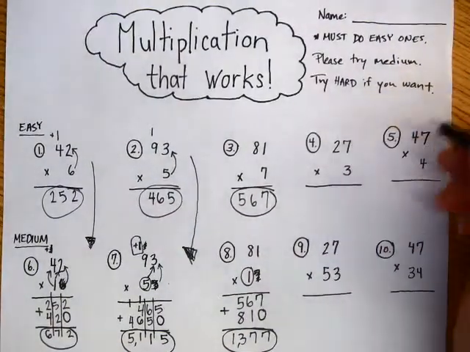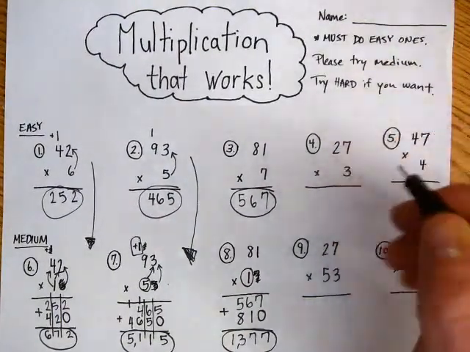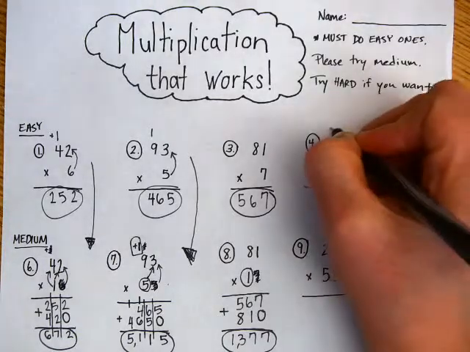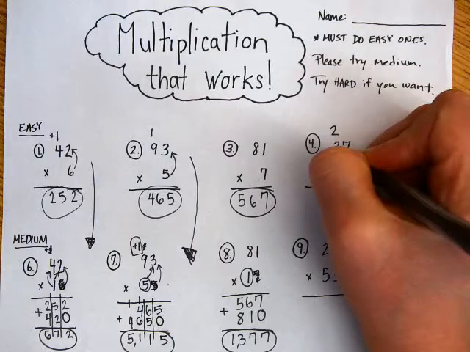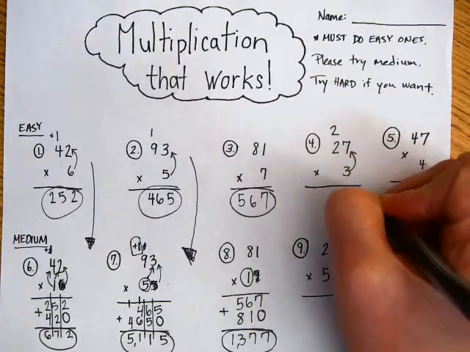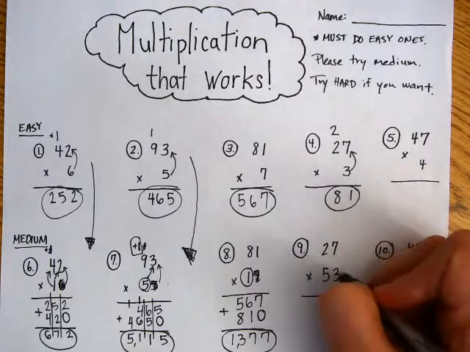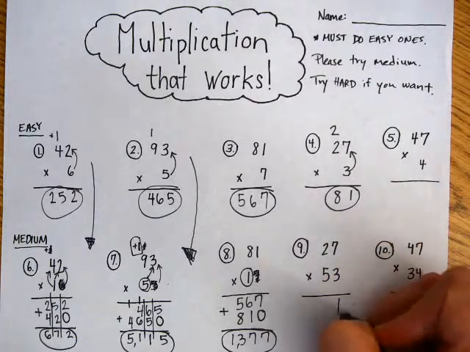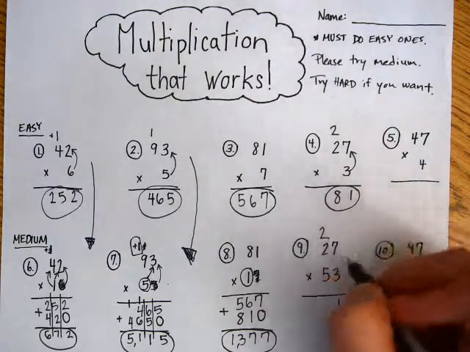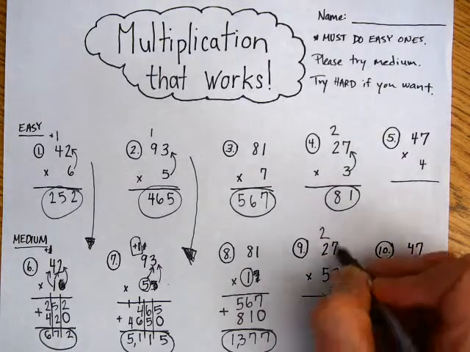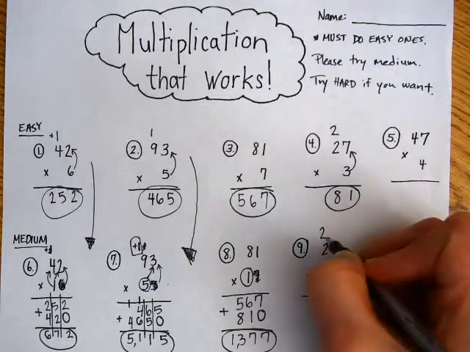Okay, next, number 4. 27 times 3. 3 times 7 is 21. Put down the 1, carry the 2. 3 times 2 is 6, plus 2 is 8. So the answer is 81. Let's check and see if we get 81. We should. 3 times 7 is 21. Carry the 2. 3 times 2 is 6, plus 2 is 8. And look, we have 81 right there. All done with that.